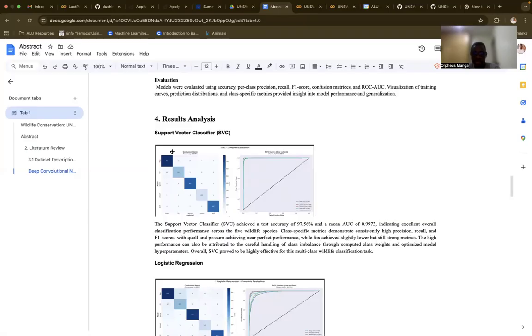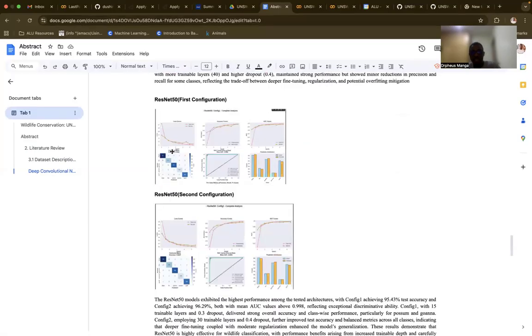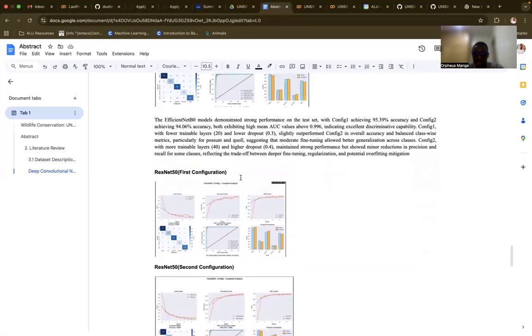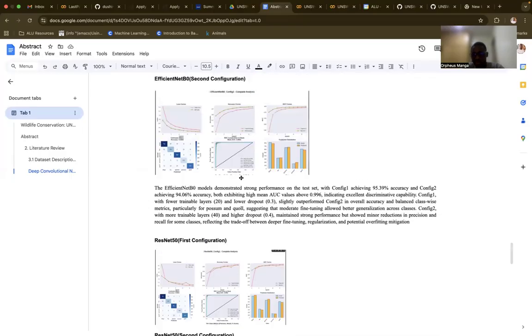The accuracy for the support vector classifier was 97%, which shows that it performed very well. Then for the logistic regression, this was the accuracy, but the best performing model was ResNet50, which got this one. This was mainly achieved because the image dimension was 224 by 224, which is the main image dimension that ResNet requires, compared to EfficientNet.